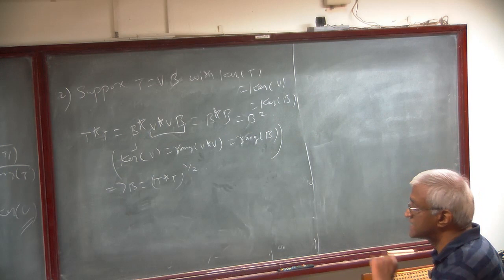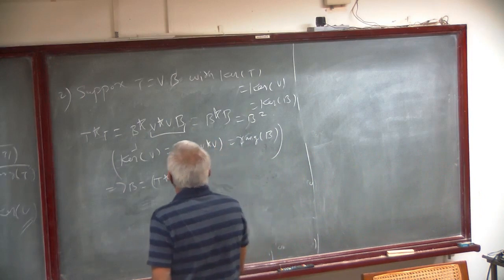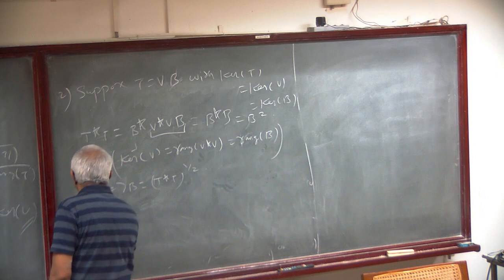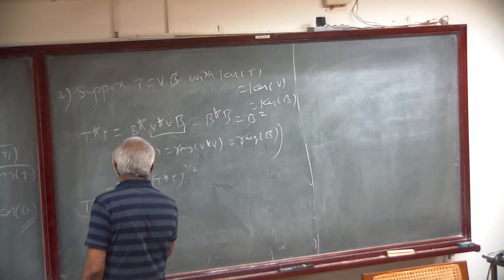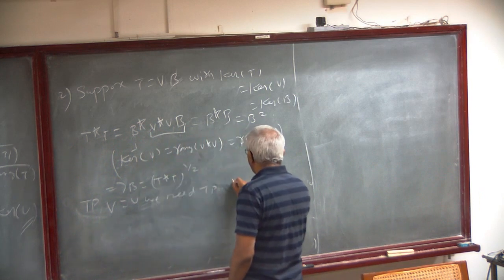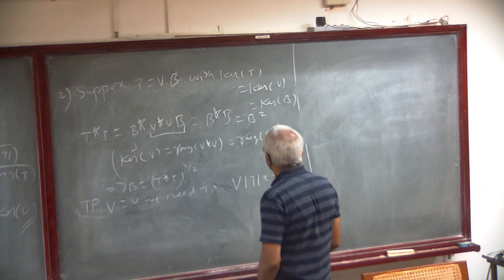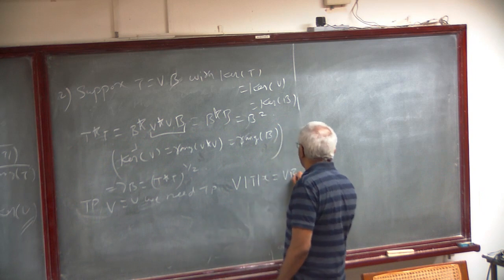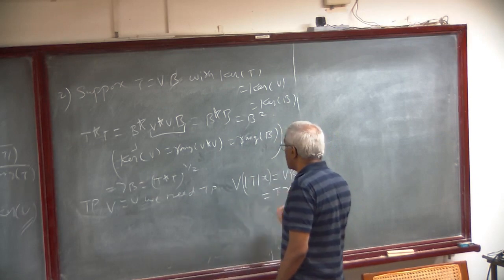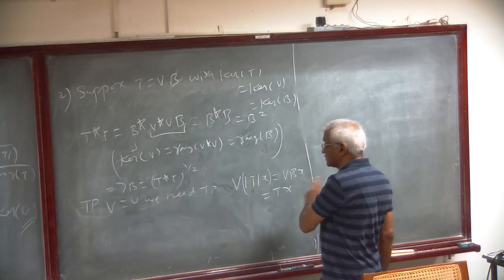Now we have to prove that V is the same as that U. Further, we only need to prove V is equal to U. We need to prove V acting on mod T X, we know that mod T X is VB X, and this is equal to TX. We know that now B is mod T. So V at mod TX equals this TX.